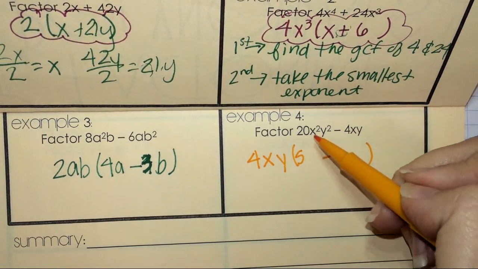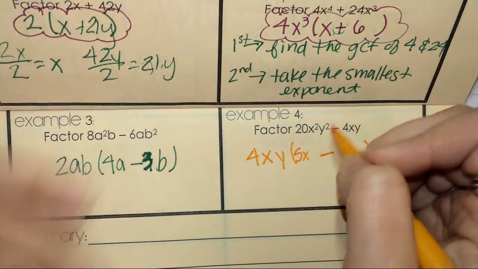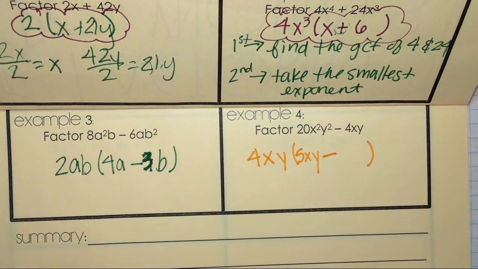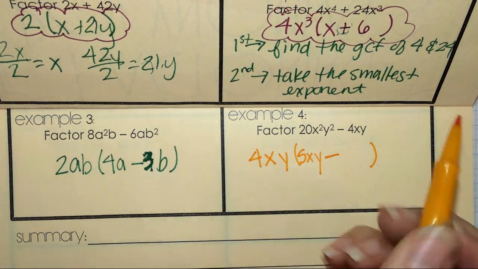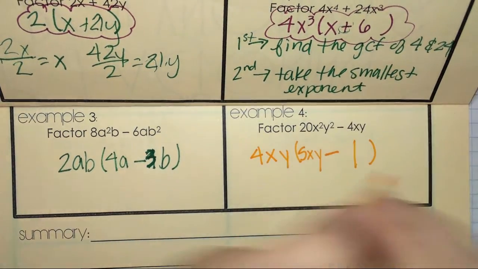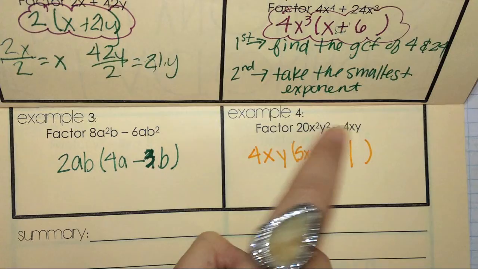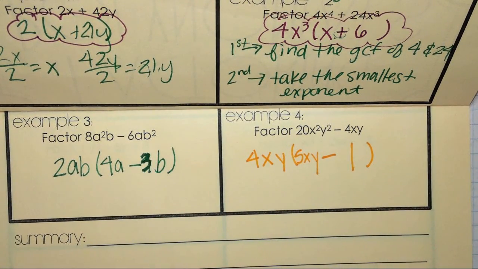Okay. If you have 2 x's and you take out 1, how many is left over? If you have 2 y's and you take out 1, how many is left over? And then what's 4xy divided by 4xy? Just 1. Because 4 divided by 4 is 1. And then if you have 1x and you take out 1, you've got none left, right? Same thing with the y.